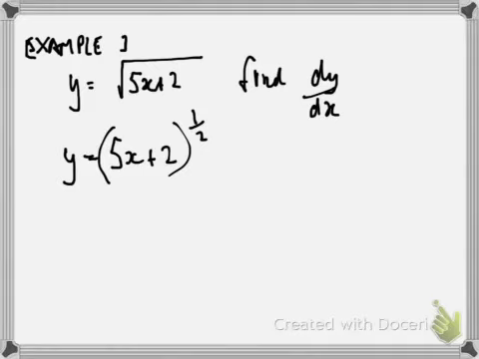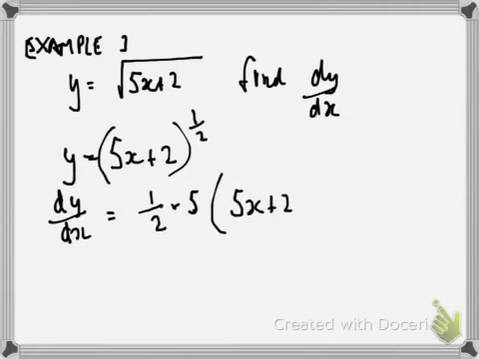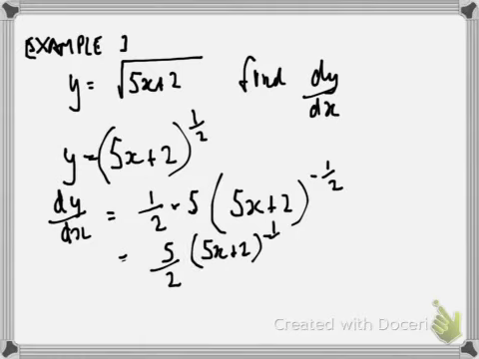And I won't use the chain rule this time. I'm going to use the shorter rule that I just showed you. So dy/dx equals a half multiplied by the derivative of the bracket, which is 5, multiplied by the bracket, reduced by 1. So it now becomes negative a half. So what we've got now is a half times 5, which is 5 on 2, multiplied by (5x + 2) to the power of negative a half.